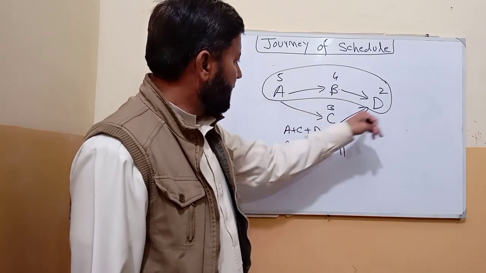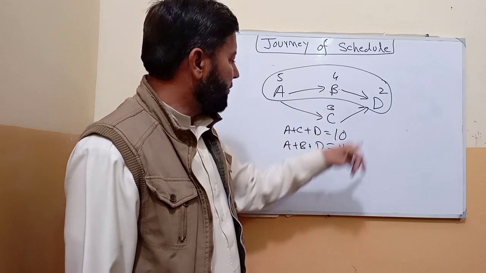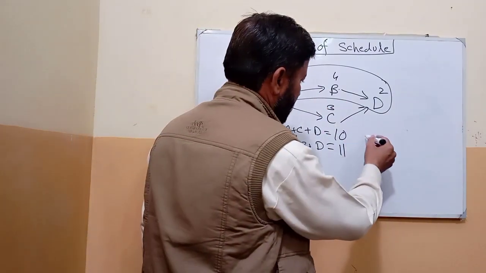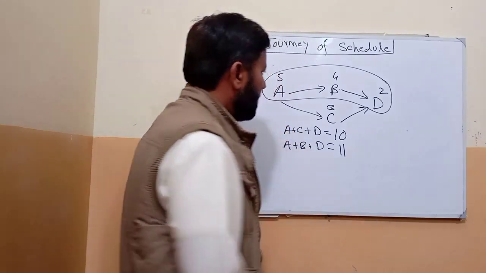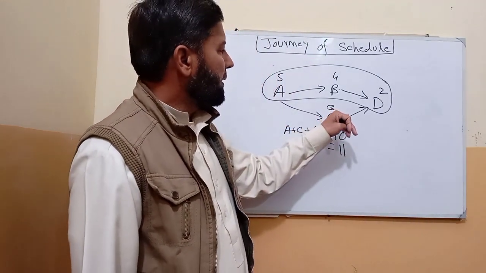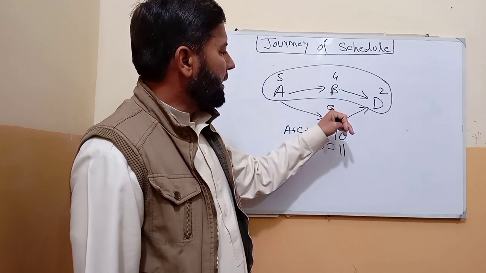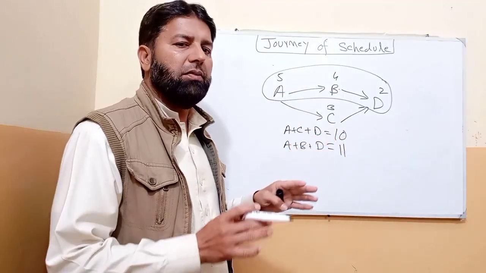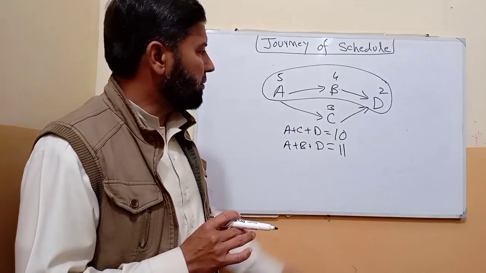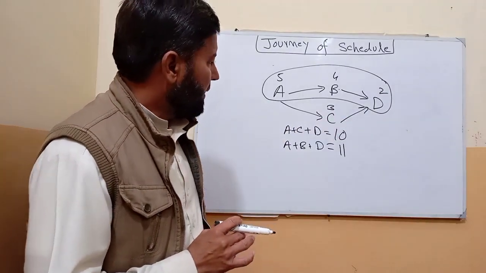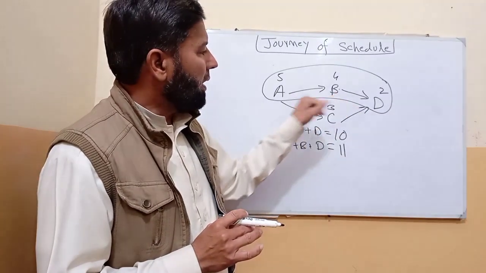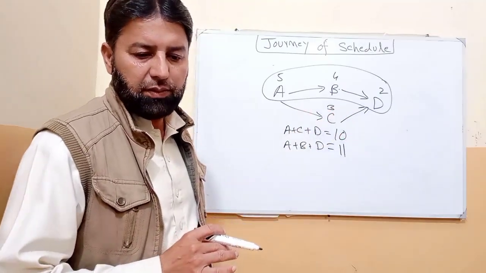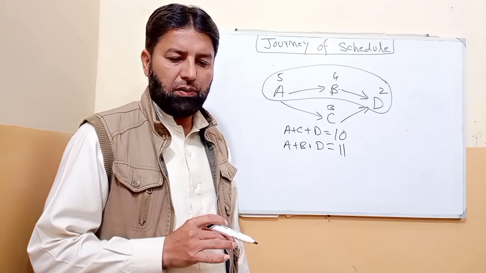A, C, D is 10 and A, B, D is 11. So 1 day is float. Float is the duration an activity can be delayed without delaying the project. That is called float, or the total float of the activity.